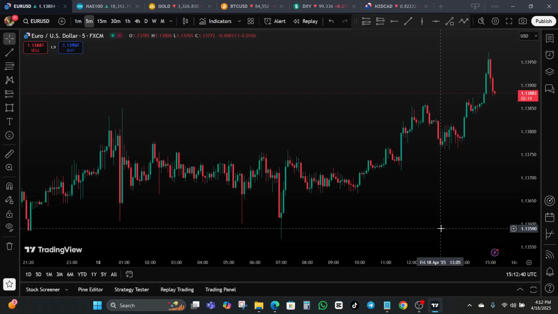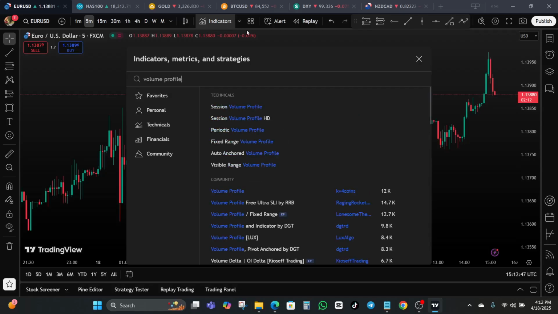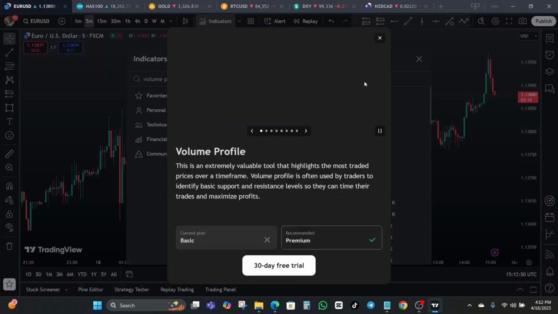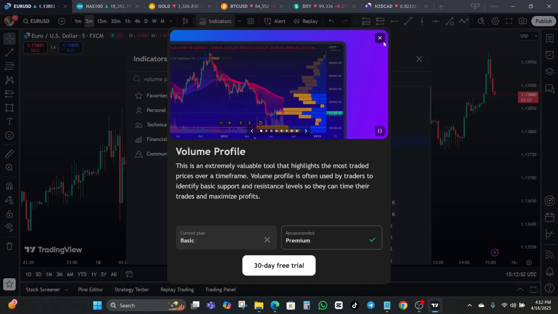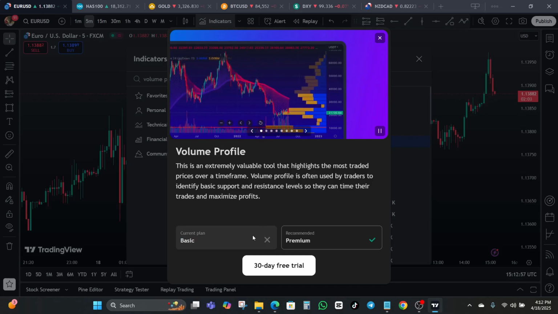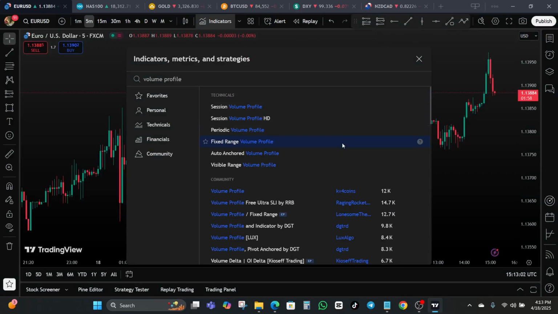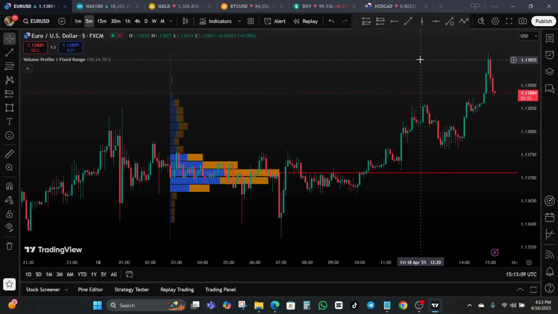First up, let's talk about the volume profile fixed range. All right, let's just search for the volume profile fixed range. Since this is not available for free, let's just add this one. Okay, so now basically this indicator is gold for day traders.